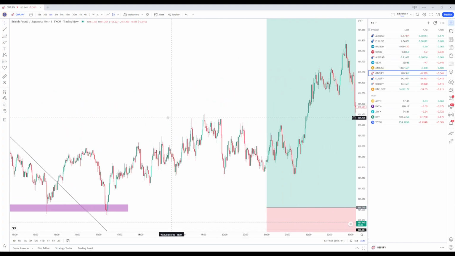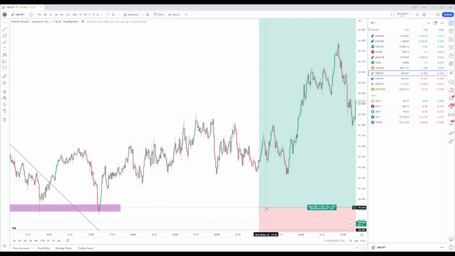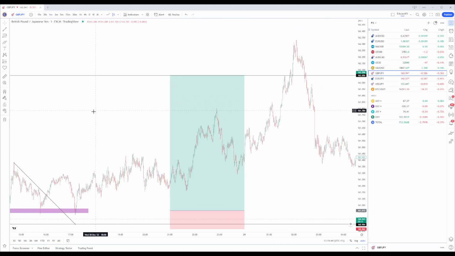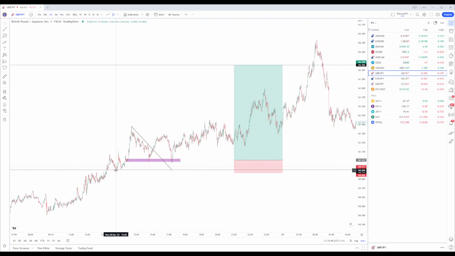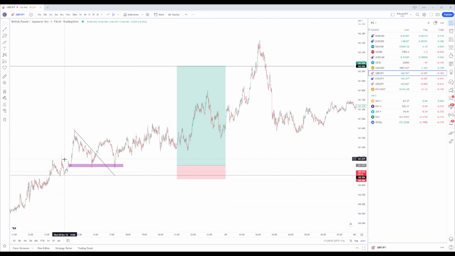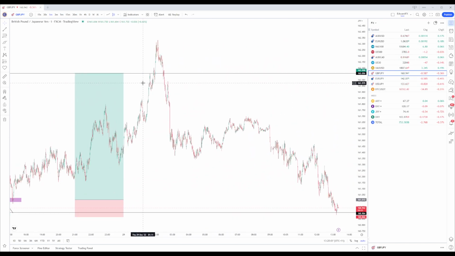So I've taken an entry at 161.010 and pretty much just let it ride. So stops below previous demand over here and previous support over here. So support, resistance, now becomes support, and then demand. So 1, 2, 3. So filling up the bags until a move up to previous resistance.